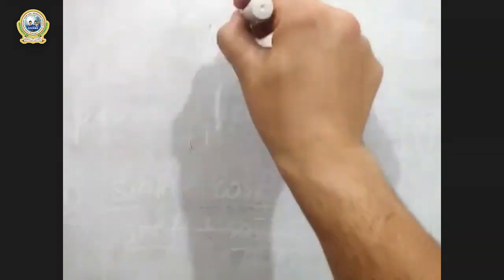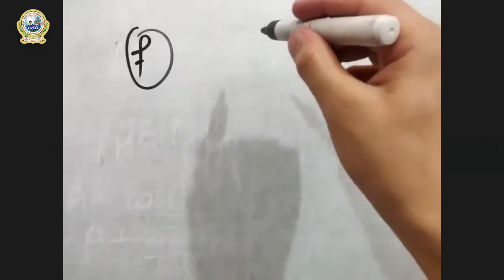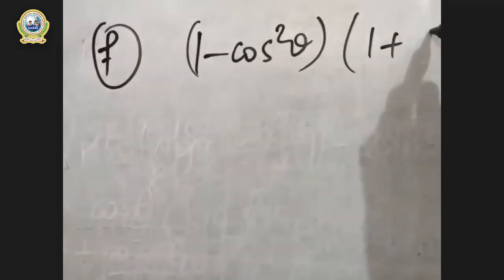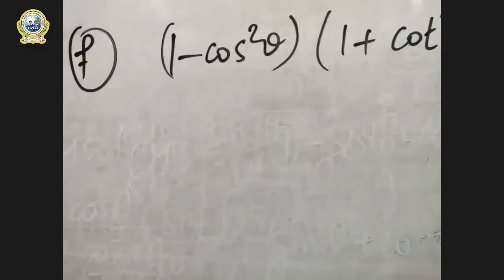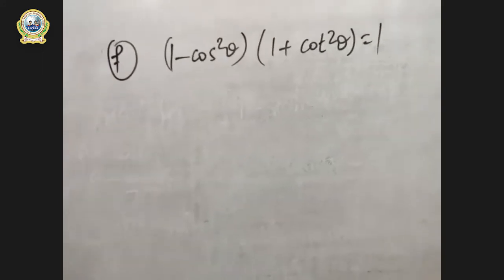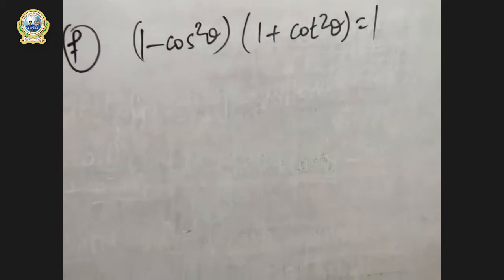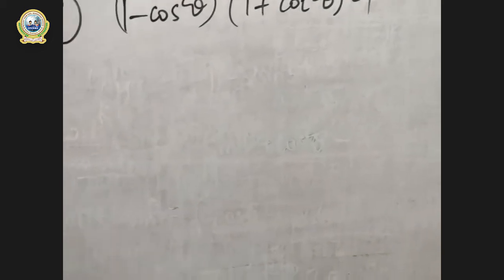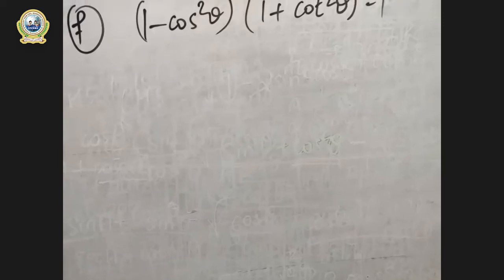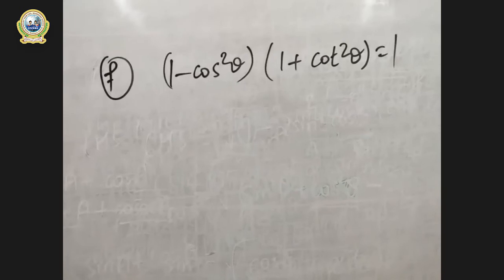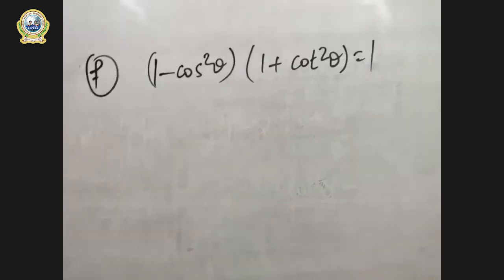So look here. It says 1 minus cos square theta and 1 plus cot square theta is equal to 1. Can you do it? This is very simple, just a single step formula. I think this should be given as an assignment, because this is very easy. I'll just tell you the hint.